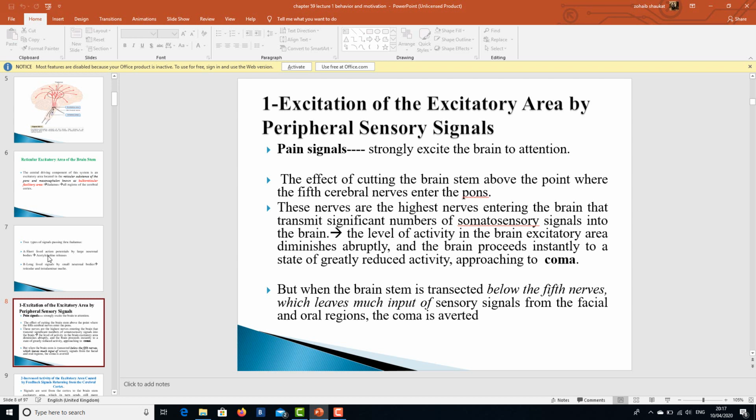But when the brainstem is transected below the fifth nerves, which leaves much input of sensory signals from the facial and oral regions, the coma is averted. So you should know about coma. It can be asked what is coma: it is when the level of activity in the brain excitatory area diminishes and is greatly reduced, and the person cannot be aroused.